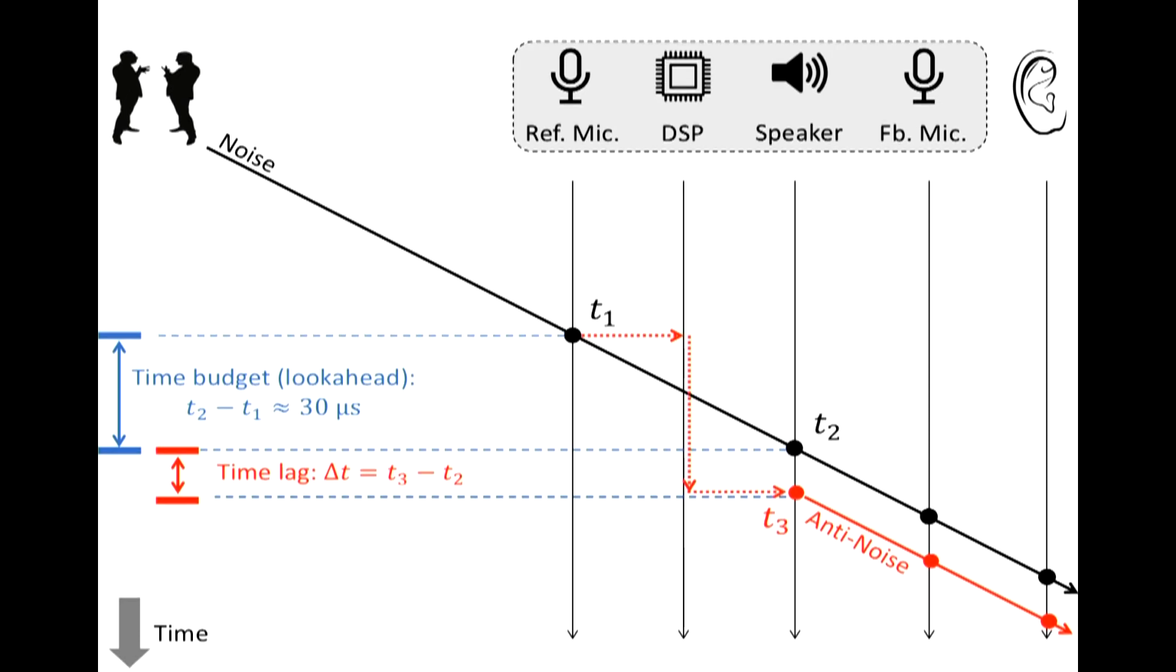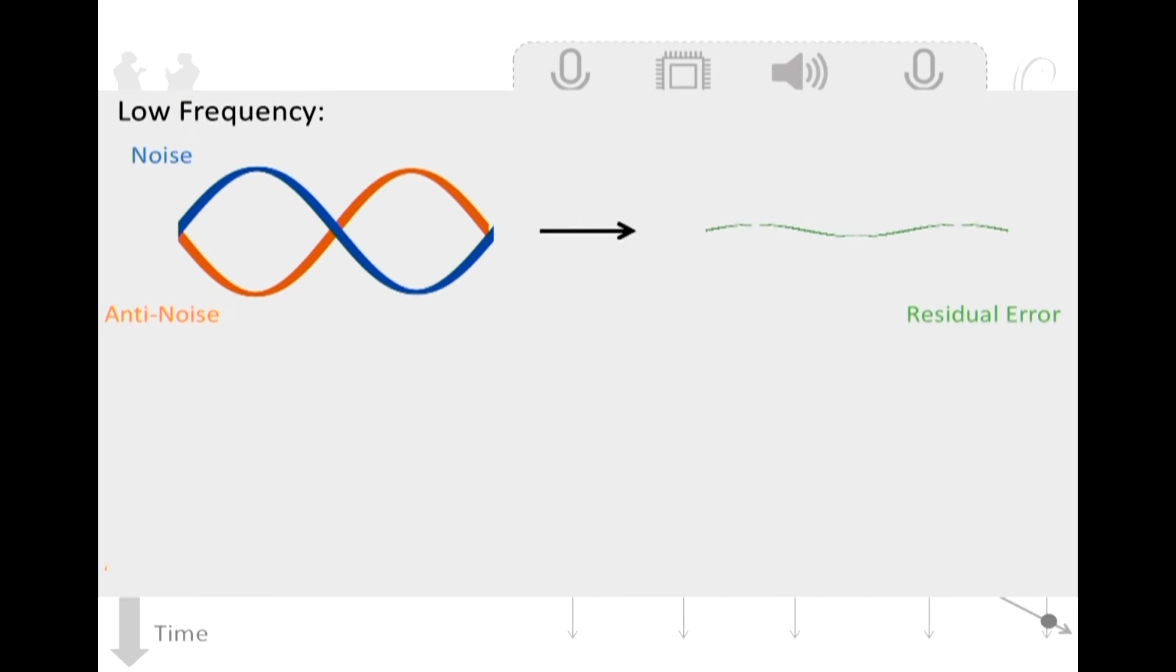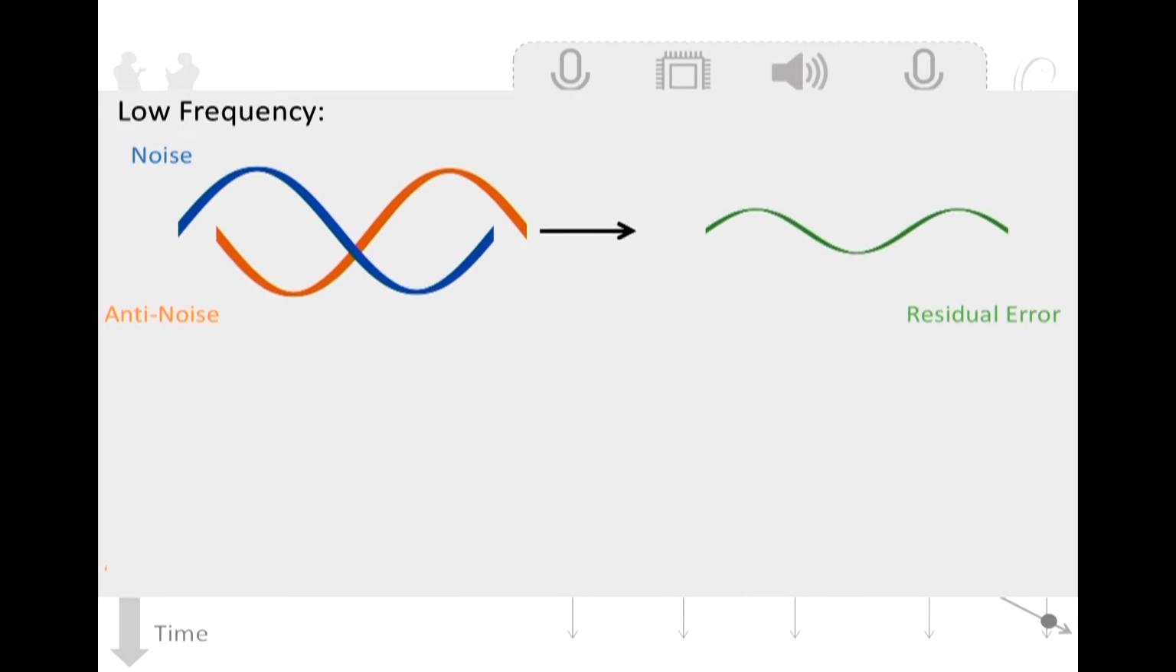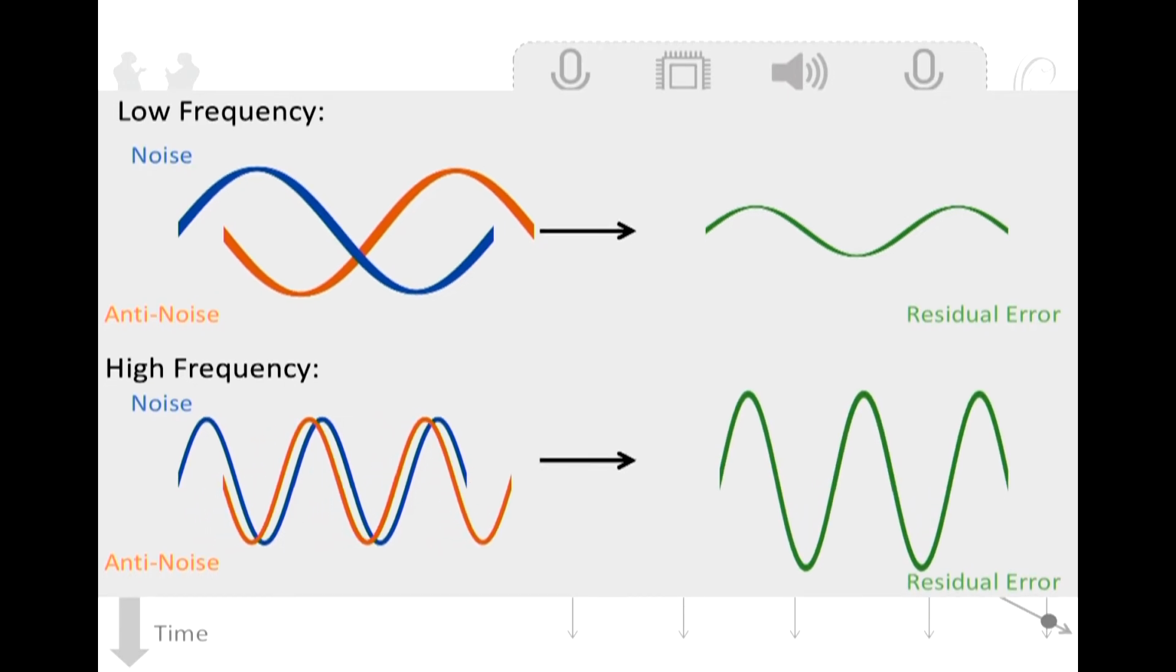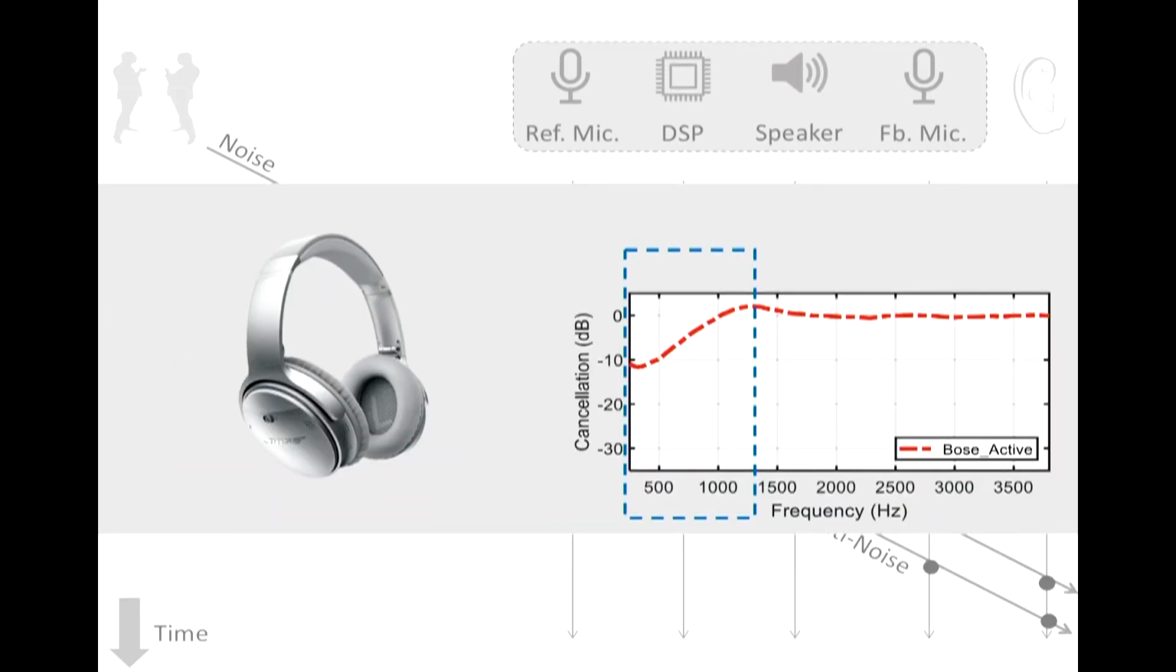So you might wonder, what is the consequence of the time lag? Well, for lower frequencies, it is not a big problem, because even if the noise and the anti-noise misalign by a little bit, it is still fine. The error is still small. But for higher frequencies, it is going to be a big issue, because a little time offset translates to a large phase error. This means now you are going to see a large residual error at human ears. So this is one key reason why these noise-canceling headphones do not work well for higher frequencies.